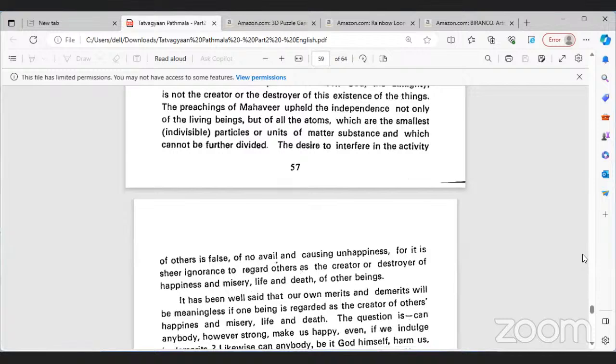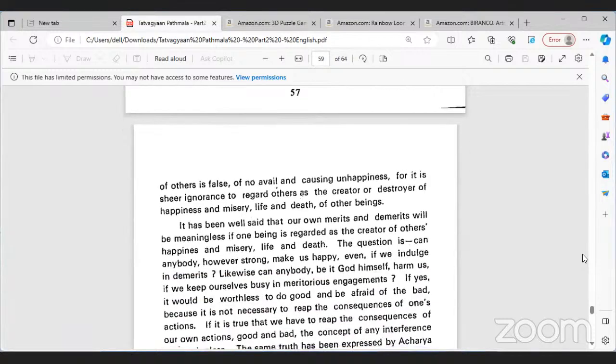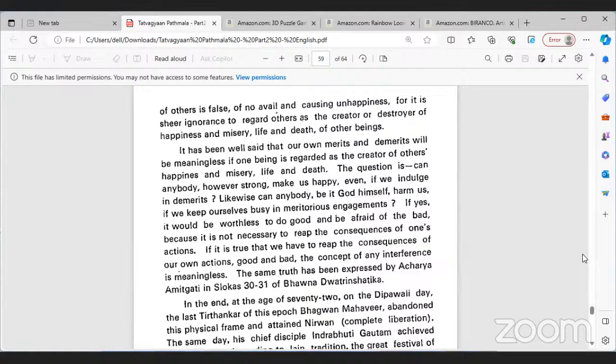The desire to interfere in the activity of the other is futile and causes unhappiness. For it is sheer ignorance to regard others as a creator or destroyer of happiness and misery, life and death of other beings. It has been well said that our own merits and demerits will be meaningless if one being is regarded as a creator of another's happiness and misery, life and death.